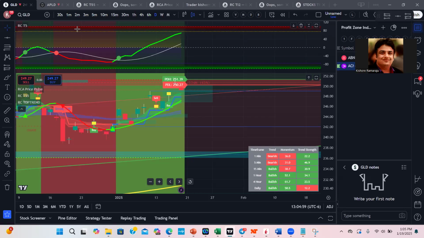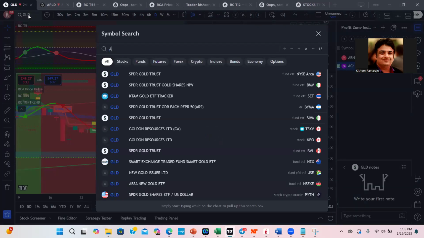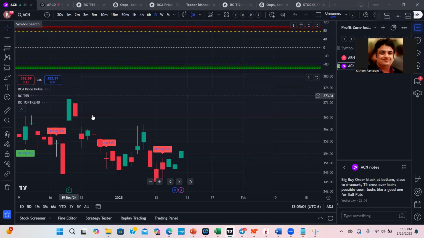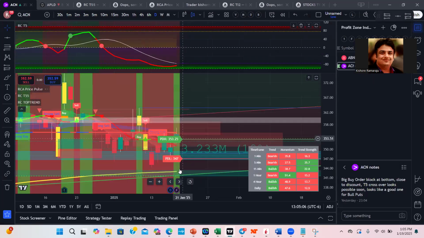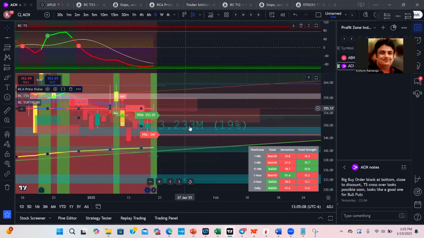So when we take a bull put, as I said, that Accenture example, you are already at a bottom. You are close to a support. You see a huge buy order block. It came all the way to the bottom. You are in an oversold area. Then from tomorrow, you may see a nice move on Accenture.